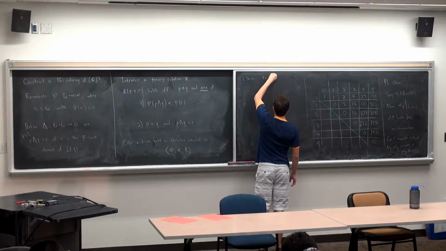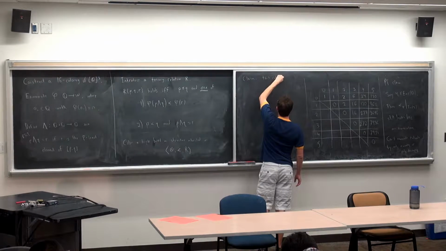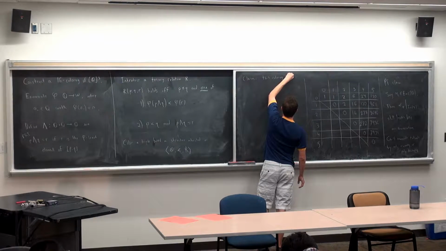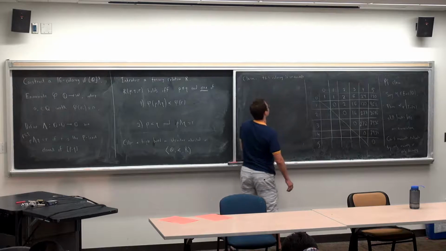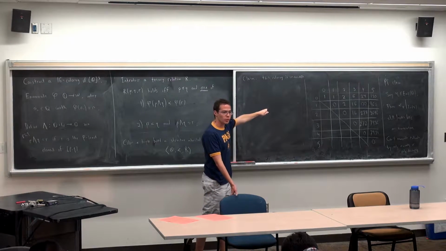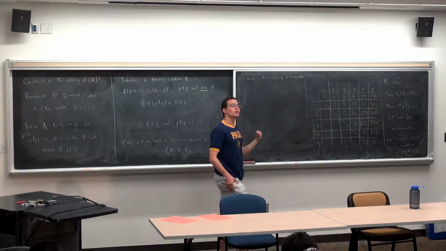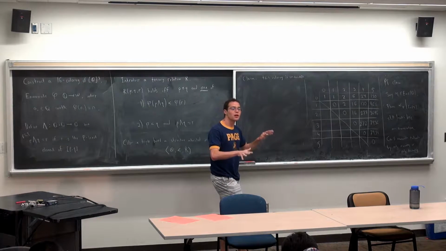This coloring is unavoidable. And I guess I never defined it. I just want to make sure: is it clear what I mean when I say unavoidable? So unavoidable colorings are these anti-Ramsey colorings.